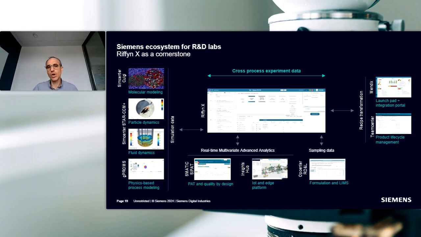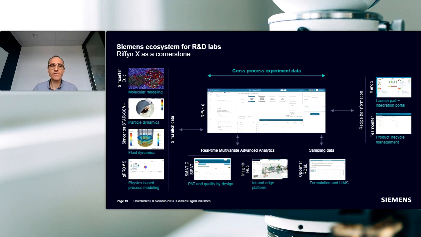On the lower side, you see the integration with different tools. We're talking here about multivariate, or sampling data, more offline samples that can be integrated. We're also talking about many different ways to capture data which are difficult to capture today, through our IoT platform, for instance, to connect data directly into Riffyn and capture the data almost automatically.